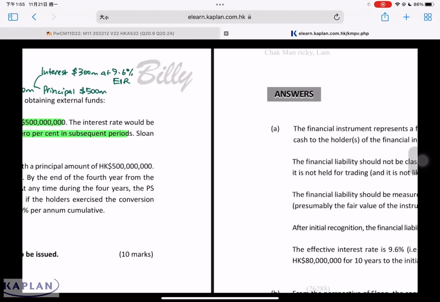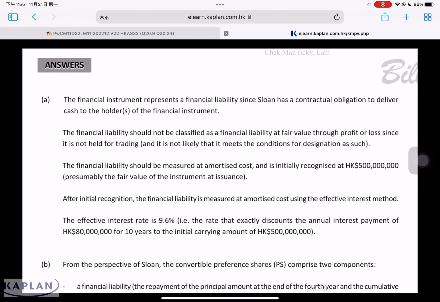Can you look at the suggested answer? You must answer the question. Do not just copy from the learning pack. Apply the question by using the dates, by using the amount, by using the company name. First, you must identify what's the issue. The issue is that the financial instrument represents a financial liability because the entity has a contractual obligation to deliver cash, i.e. 16% of 500 for 10 years.